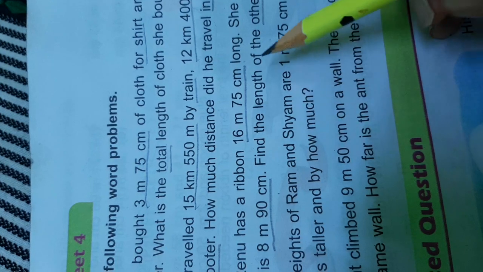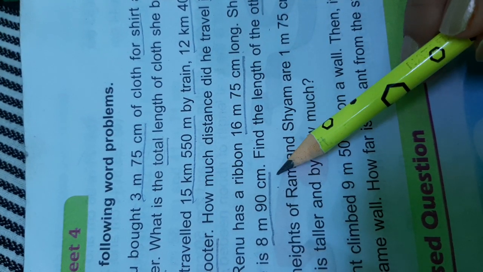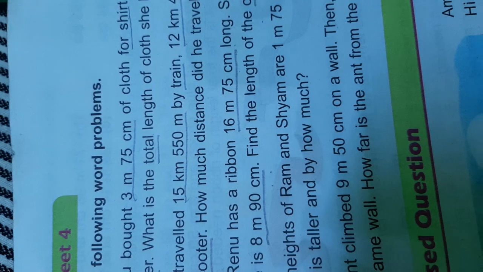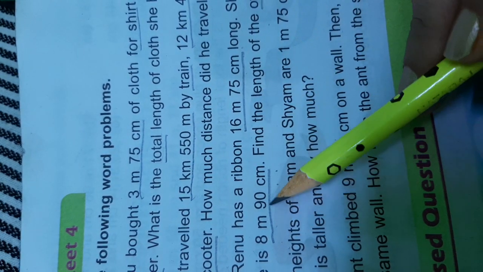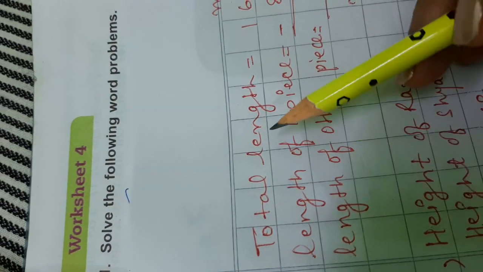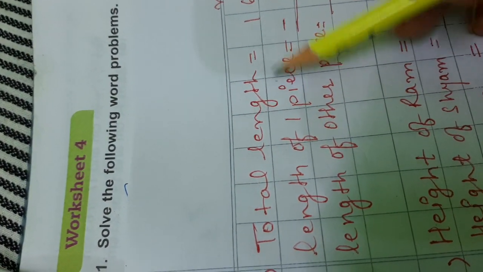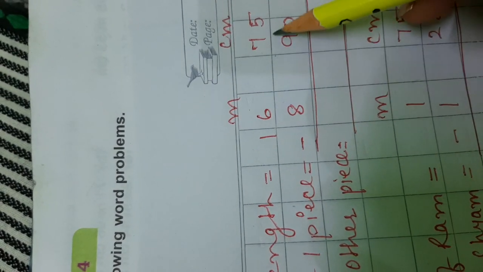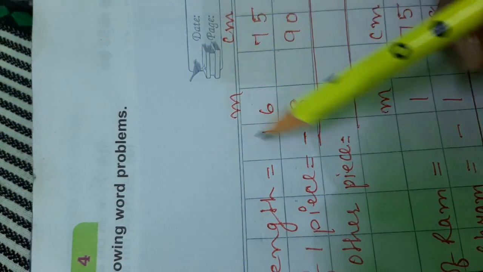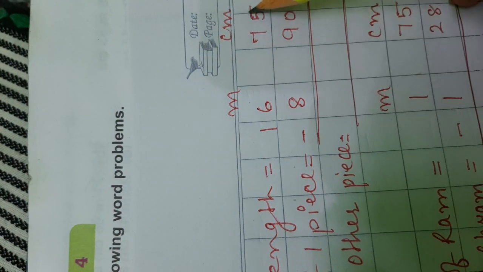Whenever such a situation is given, when you have two pieces or two numbers and you have to find the other number, in such a case you subtract the given number or the given piece from the total, right? So what do we have to do? We have to subtract 8 meter 90 centimeter from 16 meter 75 centimeter. You can write directly total length of ribbon, or total length is equal to 16 meter 75 centimeter. Again you can make the column here because the statement is not that long, so we have the space here to write it in column form.